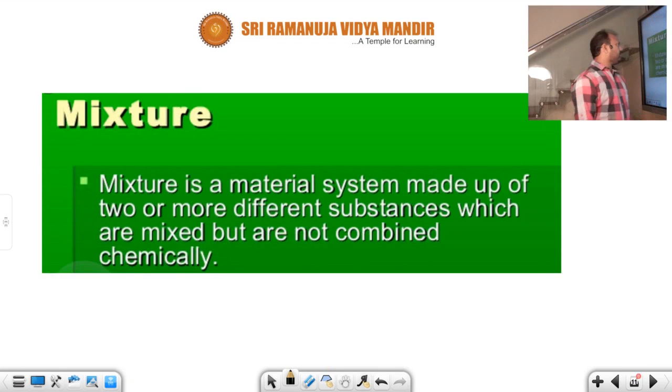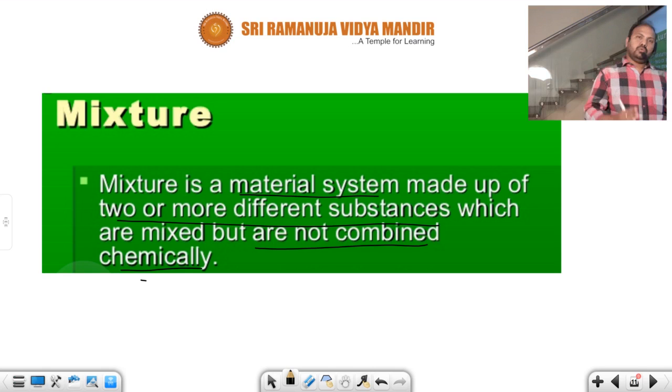Next one, what is? Mixtures. Mixtures are material systems made up of two or more different substances which are mixed but are not combined chemically. That's what this means. So a mixture is also an impure substance, because to a pure substance you add another substance. That added substance is considered an impurity.